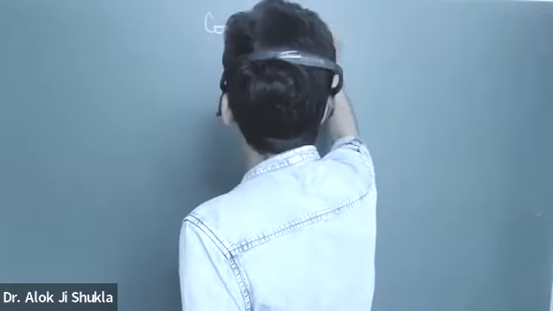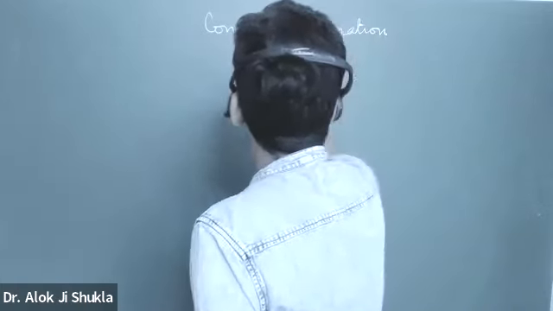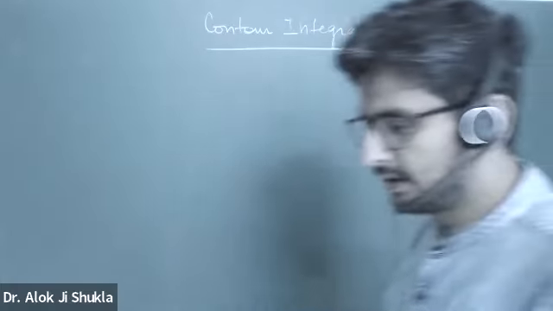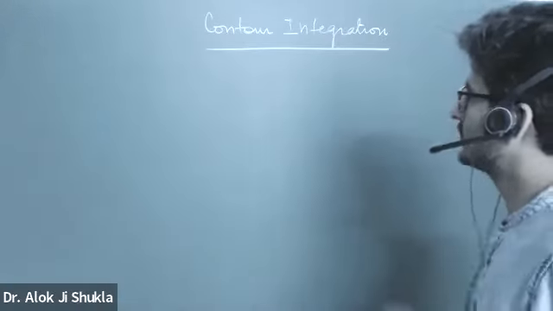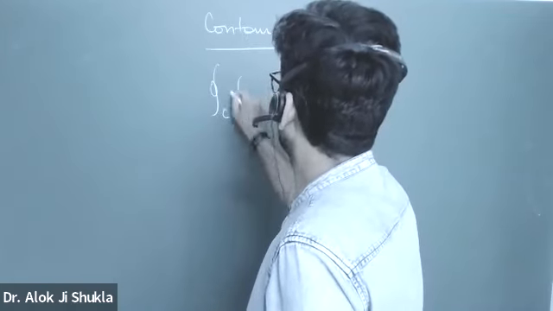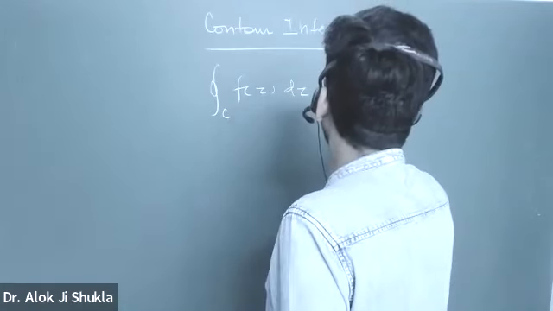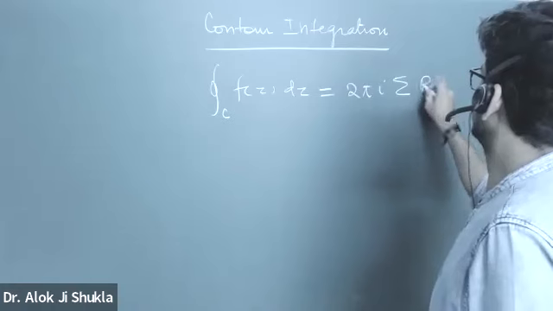Integration. And contour integration means that we can use the Cauchy integral formula, closed integral over C of f(z) dz, and that is 2 pi I times the sum over residues.